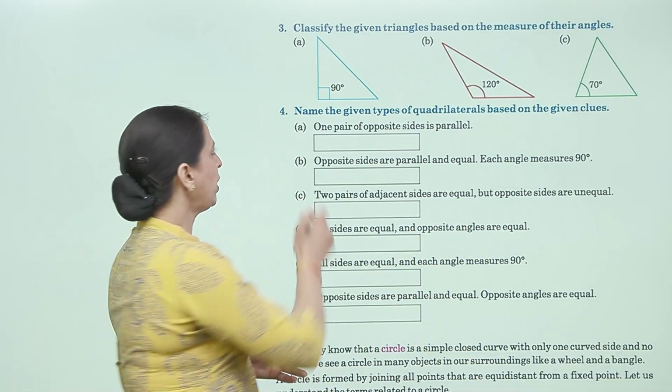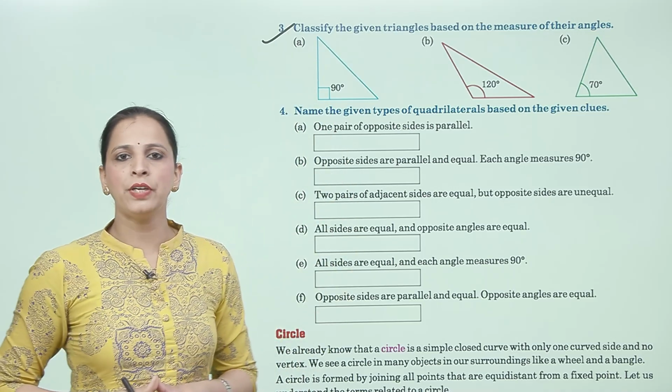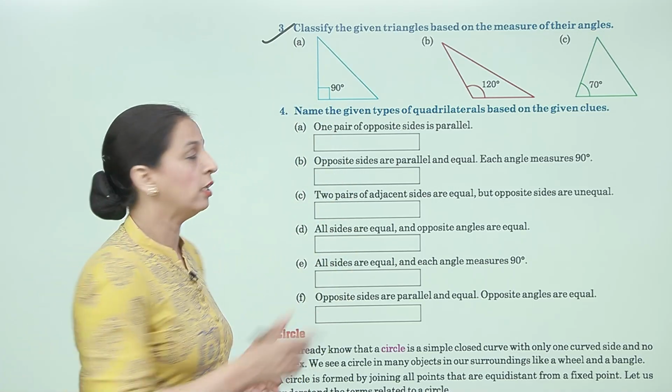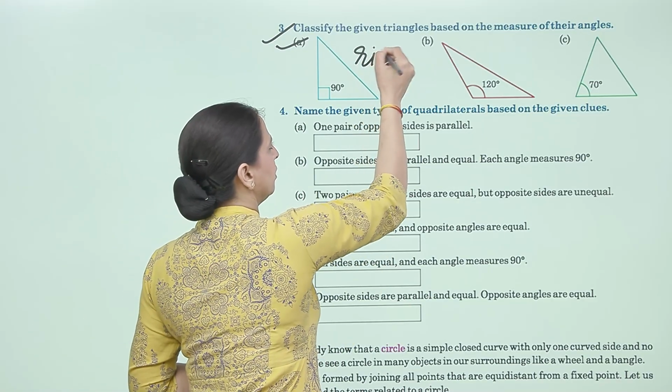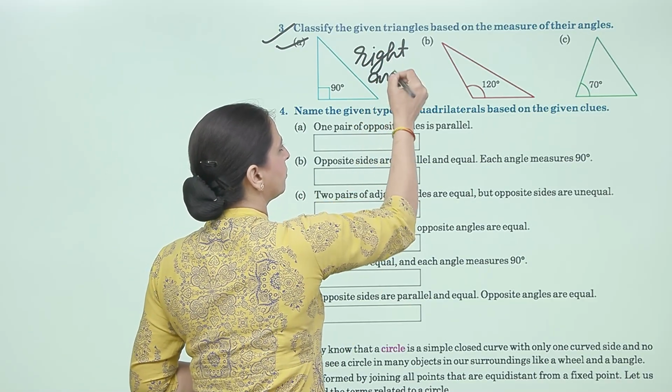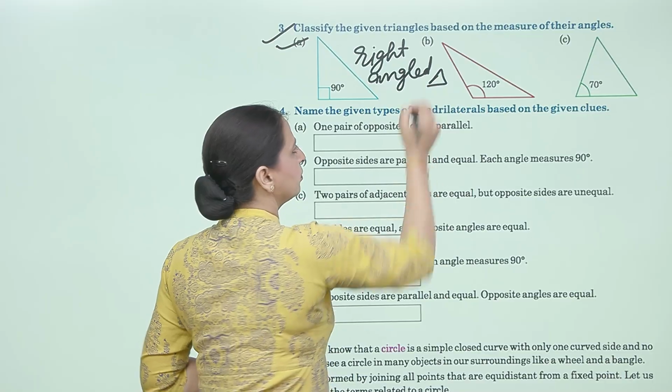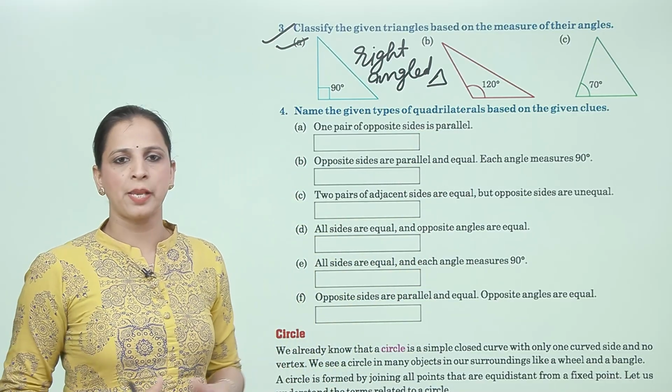Now next question number 3, classify the given triangle based on the measure of their angle. Now A part, one angle is 90 degree, so right angled triangle. तो बच्चों सेम मेथड को यूज करते हुए बाकी के पार्ट्स आप खुद ट्राई करेंगे.